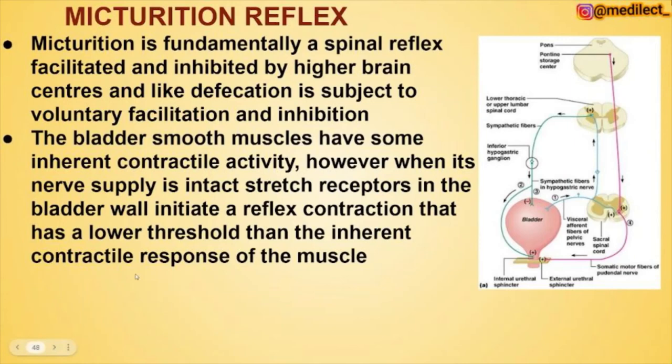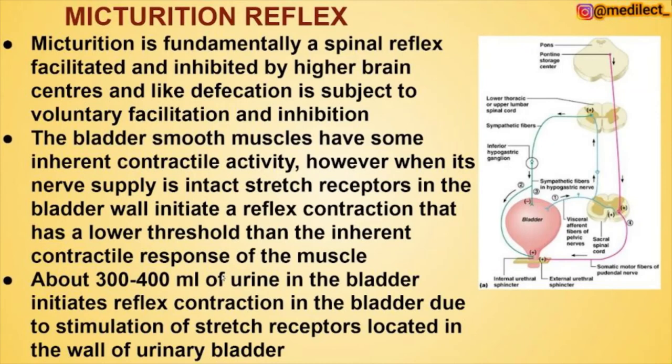About 300 to 400 ml of urine in the bladder initiates a reflex contraction in the bladder due to the stimulation of the stretch receptors located in the wall of the bladder. Now what happens after the stimulation of the stretch receptors? Whenever the stretch receptors on the wall of the bladder are stimulated, the afferents from the stretch receptors travel via the pelvic nerves up to the spinal center, and these pelvic nerves are parasympathetic. So afferents from the stretch receptors travel via the pelvic nerves up to the spinal center, right?